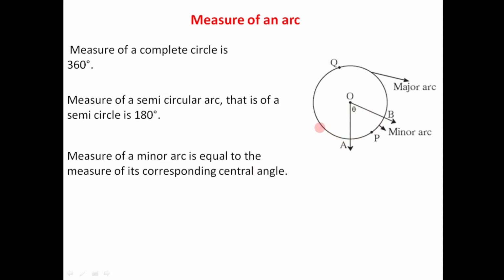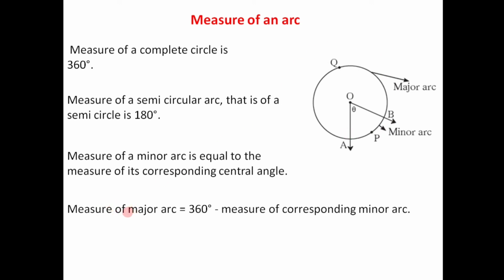And now the question is, how can we find the measure of the major arc, that is, how to find the measure of arc AQB. As we know, the measure of a complete circle is 360 degrees. So if we subtract the measure of the minor arc from the measure of the circle, we get the major arc AQB. So the major arc is equal to 360 minus the measure of the corresponding minor arc. So this is how we can find the measure of an arc.